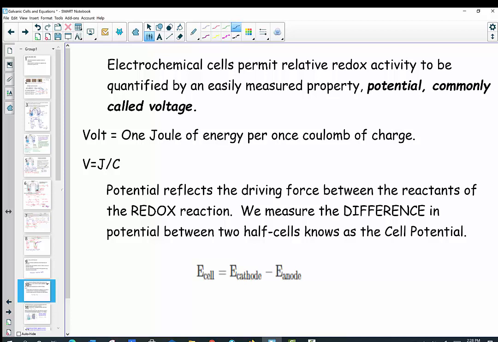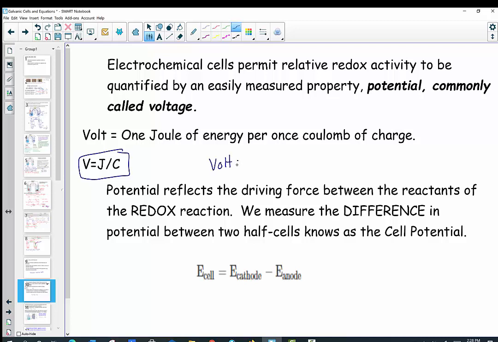So we're moving to quantize, to calculate cell potential. We've done a great big lecture here on how to draw electrolytic cells and voltaic cells, galvanic cells, to get an idea of what it means to be a half reaction. I've been drawing these little voltmeters. I want to learn how to calculate what the voltmeters would say when I set up two half reactions and connect them, completing a circuit. When electrochemical cells permit relative redox activity, we're quantifying that with a measurable property known as potential, commonly called a voltage. Now, a definition of a volt, we need to know this for future calculations as well.